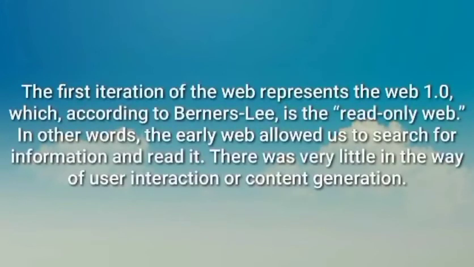The first iteration of the web represents Web 1.0, which according to Berners-Lee is the read-only web. In other words, the early web allowed us to search for information and read it. There was very little in the way of user interaction or content generation.